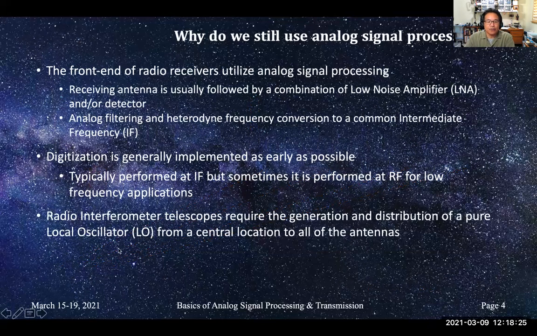For radio interferometer telescopes, we require the generation of a very low noise local oscillator, which we send out to each of the antennas. And the first heterodyne down conversion is performed in the antennas. For the SMA, we operate at 200, 300, and 400 gigahertz. There's no way we would digitize at that frequency. So we do down conversion after mixing with this pure LO that we develop and send out to the antenna.